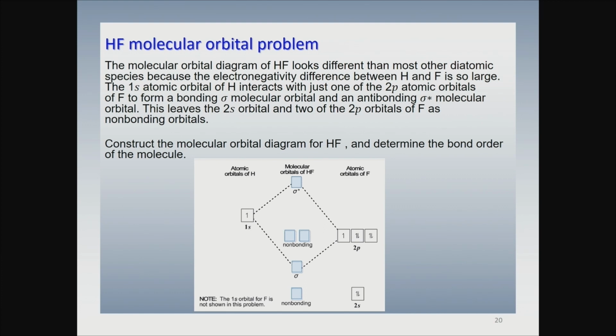The molecular orbital diagram of HF looks different than most other diatomic species because the electronegativity difference between hydrogen and fluorine is so large. The 1s atomic orbital of hydrogen interacts with just one of the 2p atomic orbitals of fluorine to form a bonding sigma molecular orbital and an antibonding sigma star molecular orbital. This leaves the 2s and the 2p orbitals of fluorine as non-bonding orbitals. Construct the molecular orbital diagram for HF and determine the bond order of the molecule. So let me make that slide small now, and let me go to the board and solve the problem.